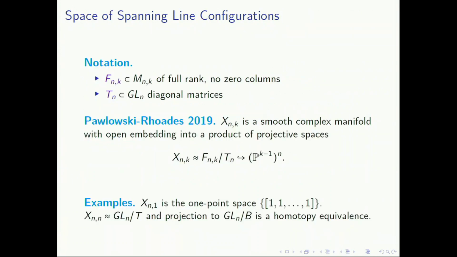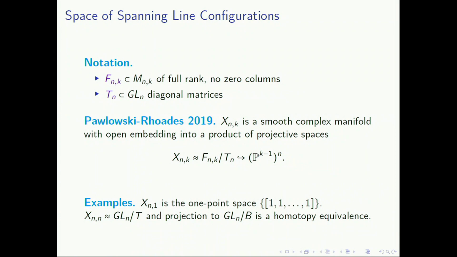Now, let's make this more concrete. If you take the full rank matrices, you can have some zeros, but no zero columns. Let's call that set of matrices FNK. And then if you let Tn be the diagonal matrices, which are n by n, then we can multiply on the right by any diagonal matrix, and we would get another one of these matrices. So it's closed under that action.